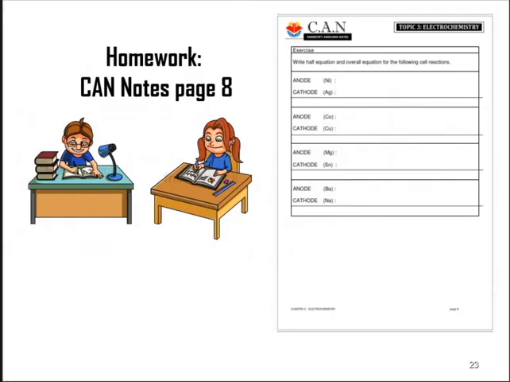Okay, madam nak buat homework, page 8. Okay, so complete the equation here, ada anode and cathode, and also the overall equation here. Alright, so kita akan sambung pada video seterusnya. Thank you.